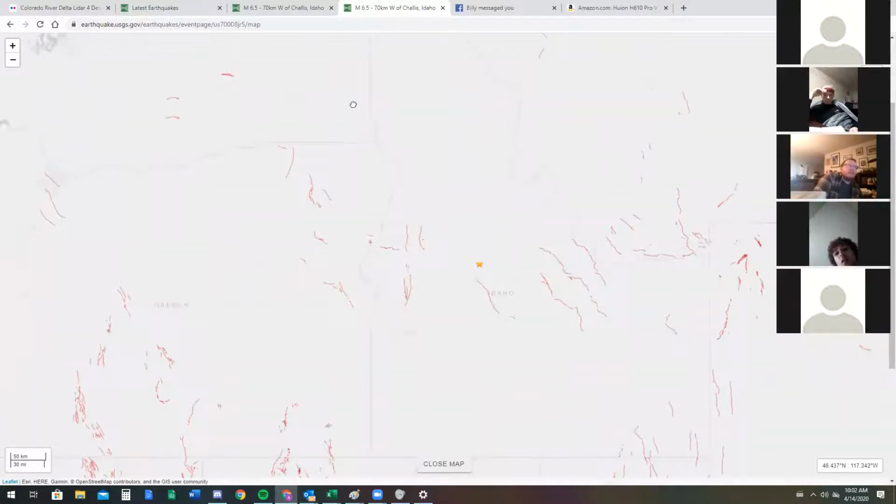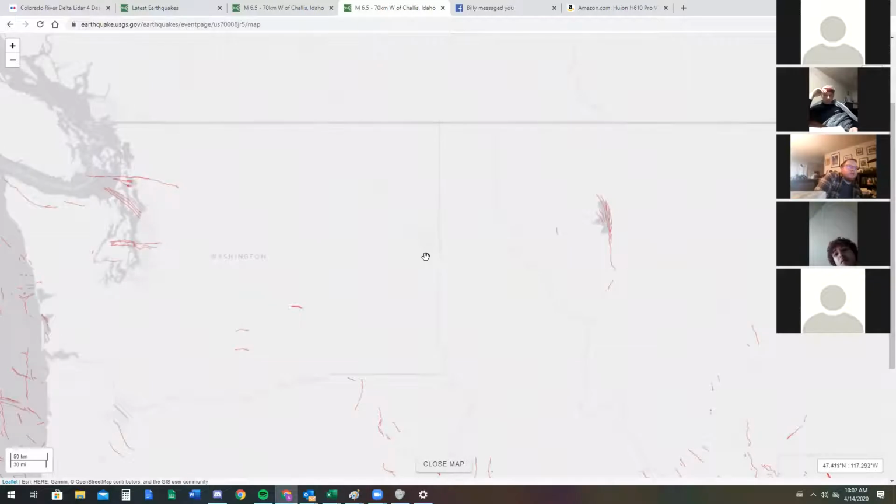Like even in Spokane, Spokane's right over here. Spokane has a fault running right through downtown Spokane. But it's not showing that because it's not a fault that moves very much. That's why most people don't really talk about that fault.